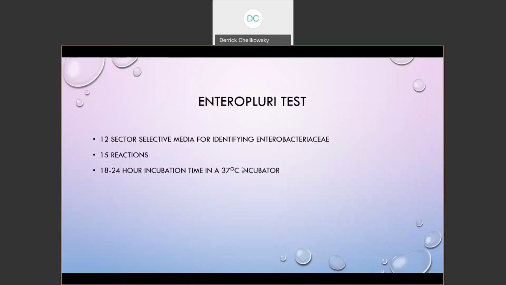Hello everyone, today we're going to be going over the Enteropluri, specifically how to operate the Enteropluri codebook and the API codebook, and how to properly interpret an Enteropluri.